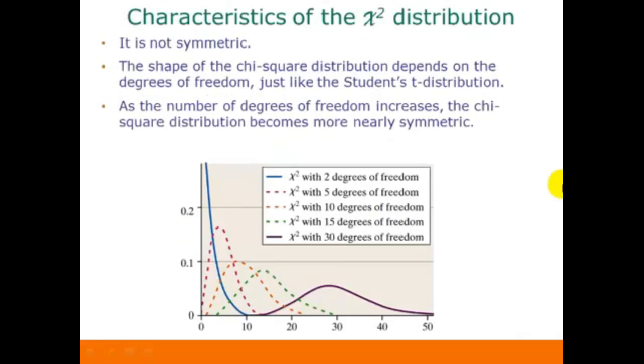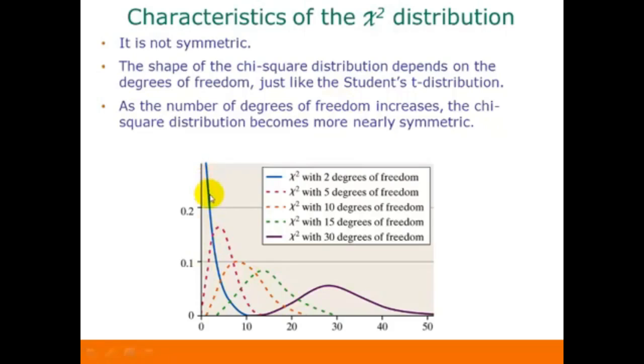Now the chi-squared distribution looks different than the other distributions we've dealt with. For one thing, it's not symmetric. The normal distribution and the t-distribution both were symmetric on either side of the mean, but the chi-square distribution is not. In fact, it's skewed to the right. Now the shape of the distribution depends on the number of degrees of freedom, just like the t-distribution did. So here are some pictures of different chi-square distributions for different values of n.